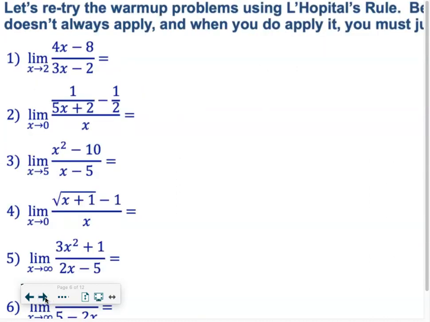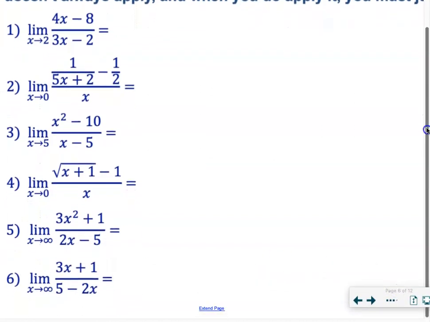Okay, we're moving on. All right, so here's what we're going to do. We're going to redo the same 6 limits that you just did in the warm-up, but now we're going to do them with L'Hopital. So I'm going to walk you through some of these. I'm probably going to walk you through all 6, and because I have others that I'm going to have you do on your whiteboards.